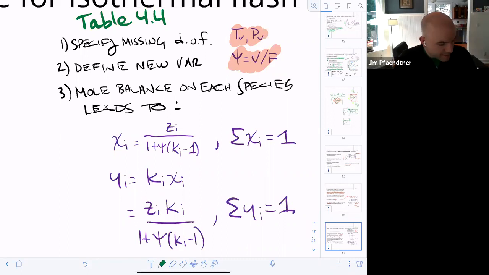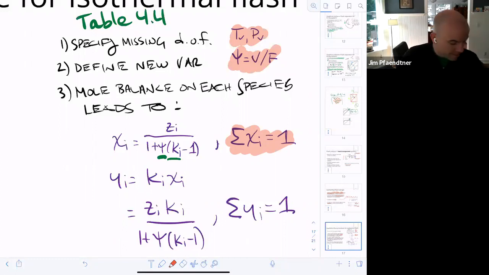And so what it looks like is the following. For xi, we have a ratio of zi, the overall component coming into the feed, and then this quantity in the denominator, which includes this unknown variable psi, as well as the partition coefficient Ki. Again, this is derived from a mole balance on all the species. So I don't expect you to instantly understand where this equation came from. Just trust me that it is the liquid phase mole fraction xi for this species. And I'll just remind you that we always have this in our back pocket, that the summation of xi is always one.